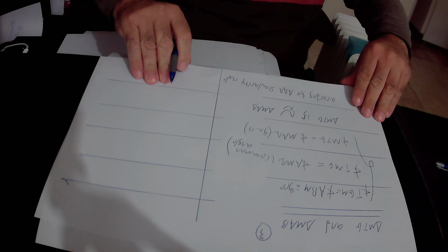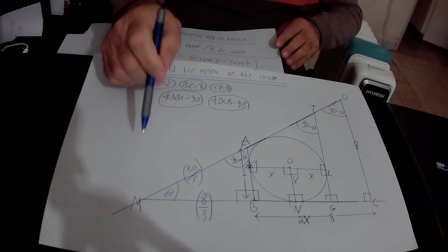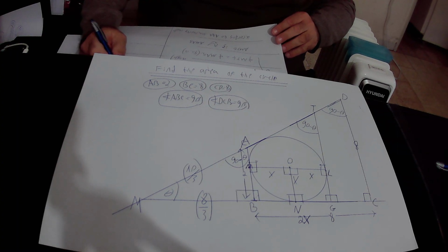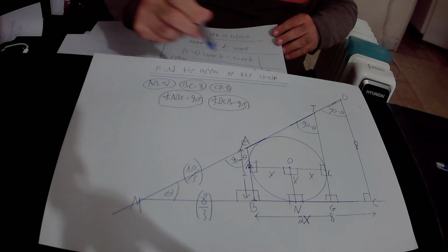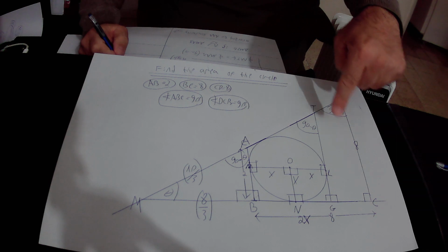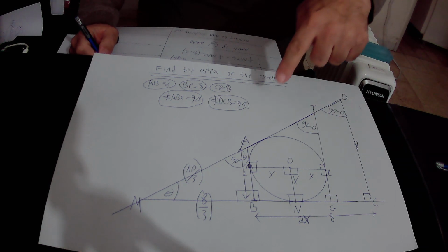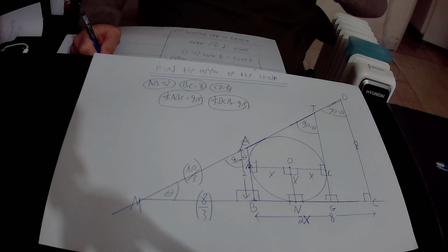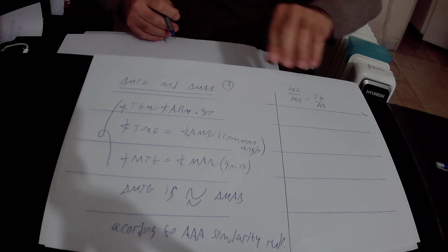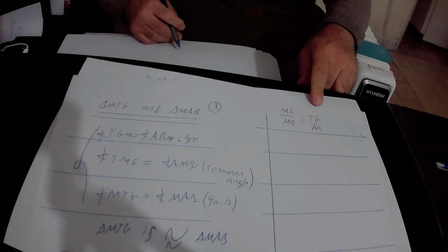We derive that MG in the big triangle over MB in the small triangle equals to TG in the big triangle over AB in the small triangle. Repeat again. MG over MB equals to TG over AB.